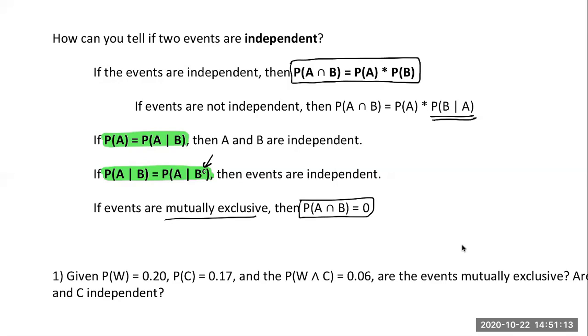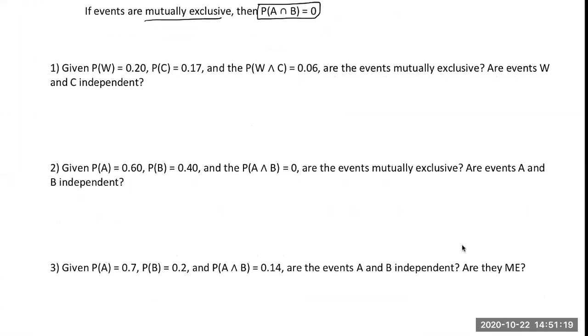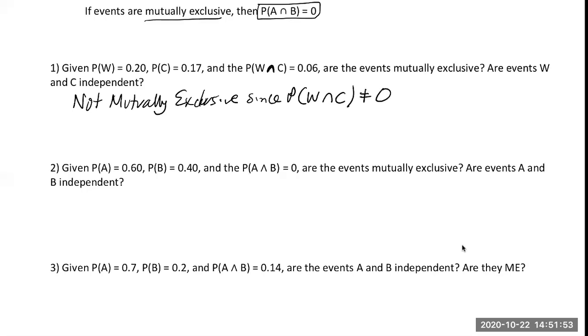So let's use some of these to talk about independence and being mutually exclusive. Given the probability of W is 0.2, the probability of C is 0.17, and the probability of W and C, this little union sign, equals 0.06, are the events mutually exclusive? Are they independent? Well, we would say they're not mutually exclusive since the probability of W and C does not equal 0. If it equals 0, they're mutually exclusive. So just this fact right here tells us that they are not mutually exclusive.